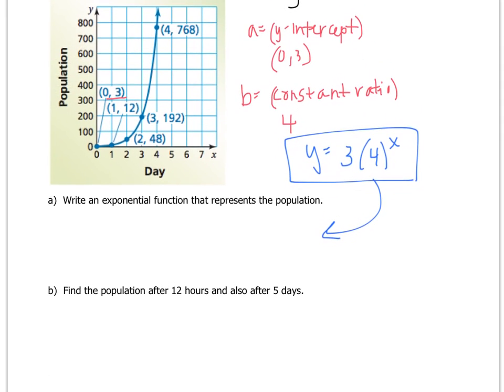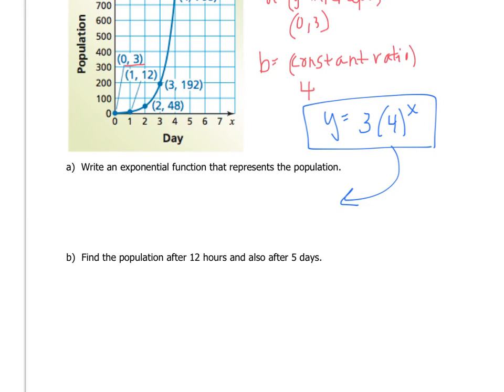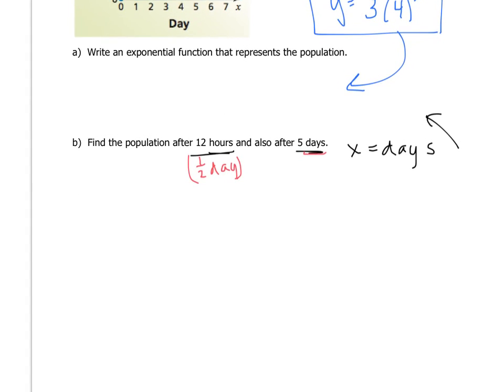I put it in the wrong spot. And find the population after 12 hours and also after 5 days. So we have to pay attention to our label. The X stands for days in the graph up top. So this would be half a day. And then this is obviously 5 days. So it's asking us two different questions, and I'm going to use my formula that we just discovered to answer this question. It was y equals 3 times 4 to the x.